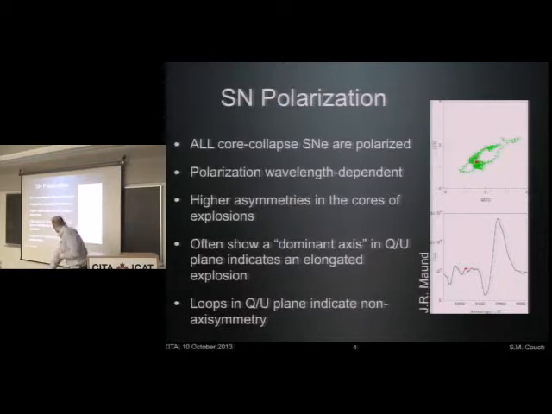And this is just a little movie showing the P Cygni H alpha line. This is really blurry, and I'm sorry for that. I didn't make this movie. This is from Justin Mon. But I'm going to run this, and what you're going to see is this little caterpillar of red dots move across the spectrum and at the same time move through the QU plane, the Stokes parameters. And basically, this cluster right here is the interstellar polarization.